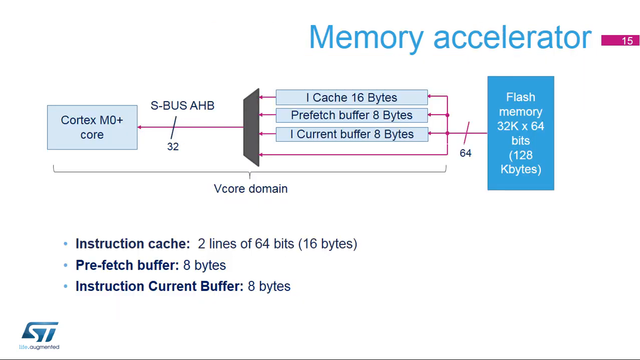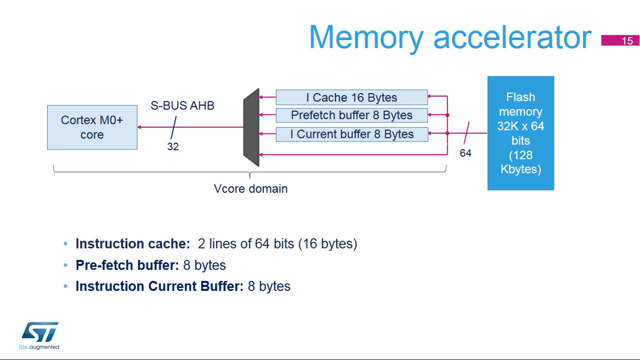The CPU generates 32-bit instruction fetch requests. The 8-byte line containing the requested instruction is read from flash memory and stored into the current buffer, while the requested word is directly transferred to the CPU. The next line is automatically read from flash memory and stored into the prefetch buffer. So, in case of sequential code, back-to-back words will be delivered over the SAHB until a branch is encountered.